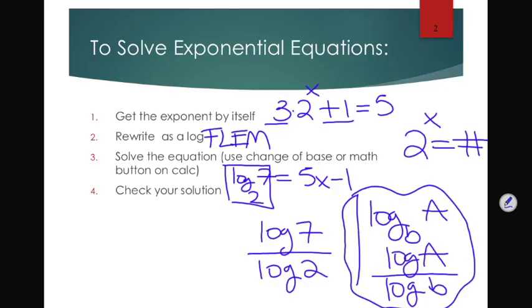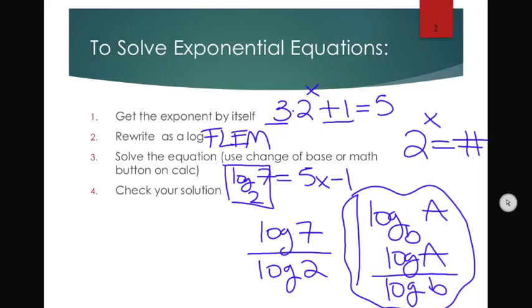Okay, then last step, same as before, check your solution, make sure that it actually works when we plug it back into our original equation. So very, very similar steps. Get the exponent by itself, rewrite it as a log, solve the equation using change of base or math, and then from there, like this, log base 2 of 7 equals 5x minus 1. I'd figure out what log base 2 of 7 is. It's a weird decimal. I'd add 1 to it, divide by 5. I'd still get a weird decimal.